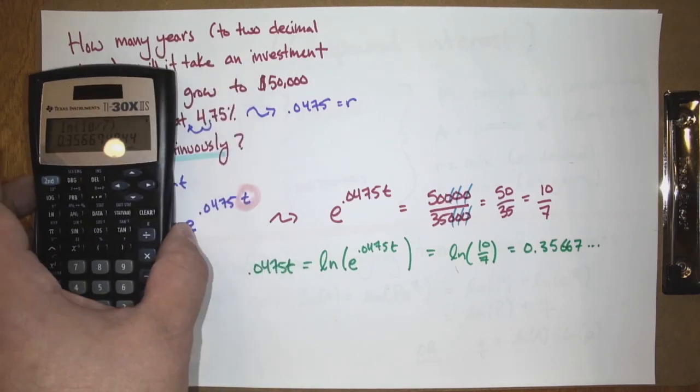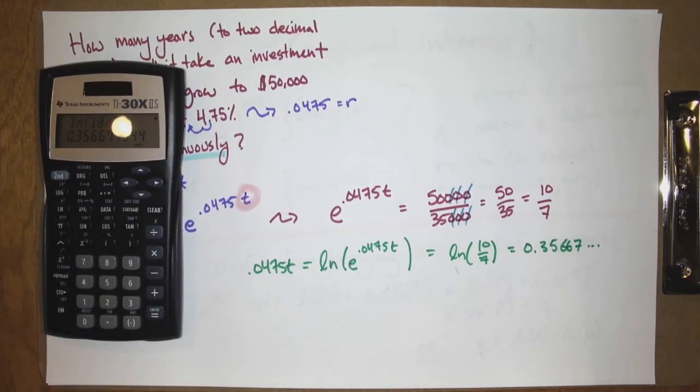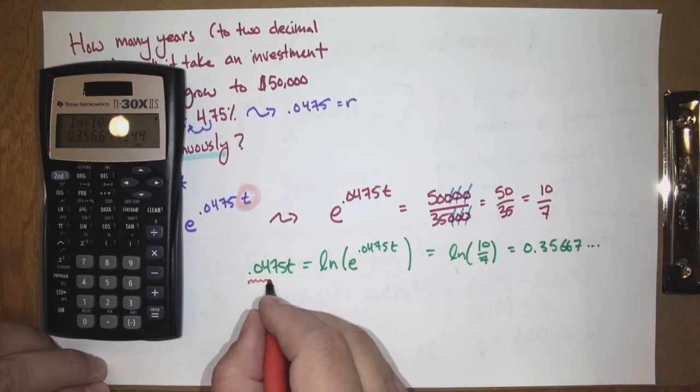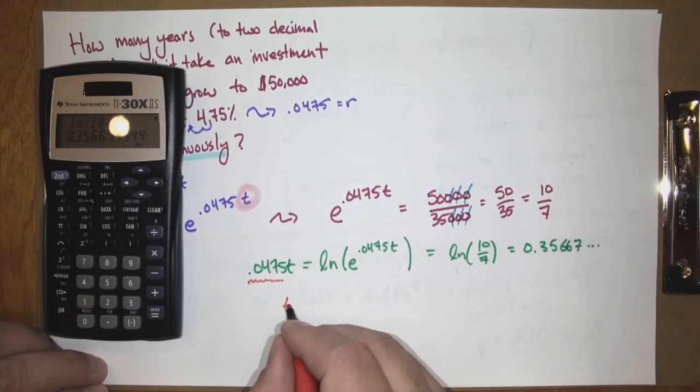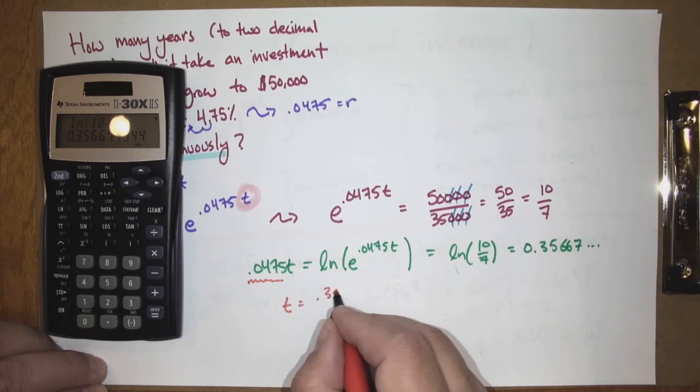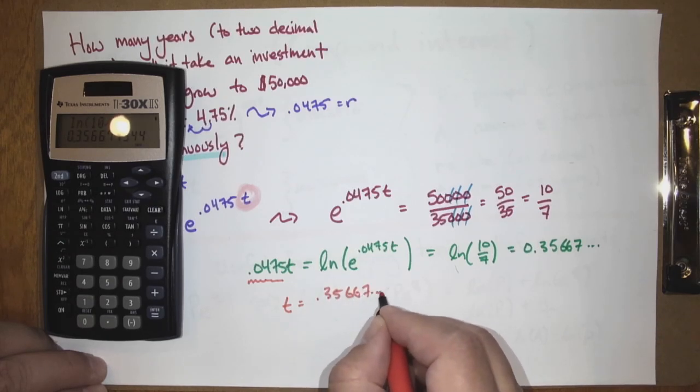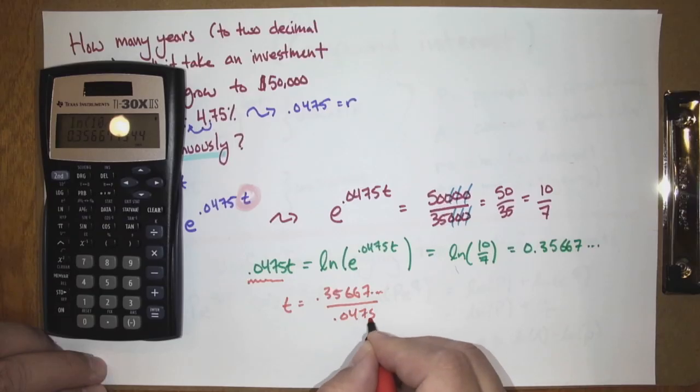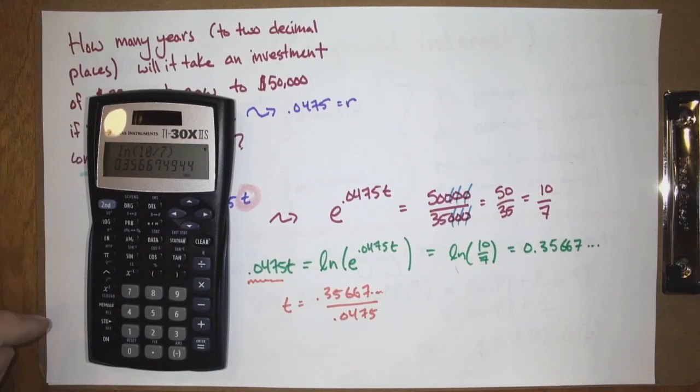All right, are we done? And if not, what do we need to do? Have we solved for t yet? No. But what do we need to do to solve for t? We're close. Oh, so close. We need to somehow move this 0.0475 across. So that's division, yes. So 0.35667 divided by 0.0475, and let's see if we can do that.